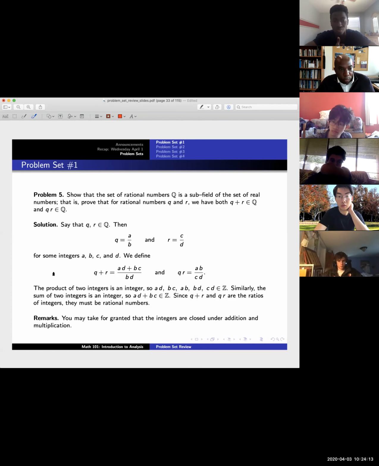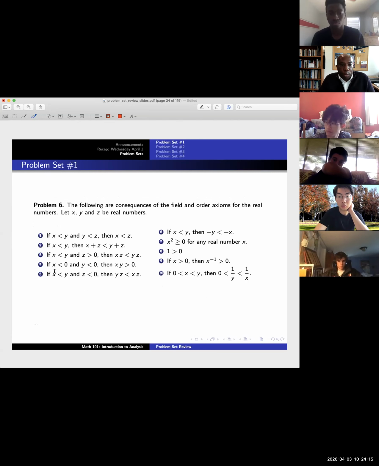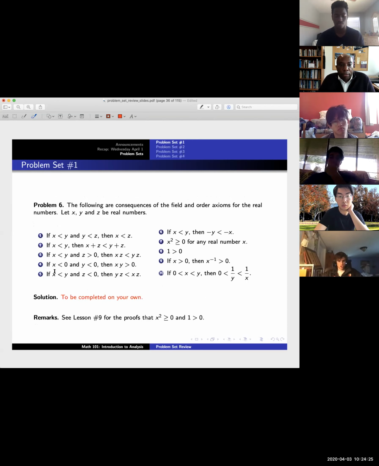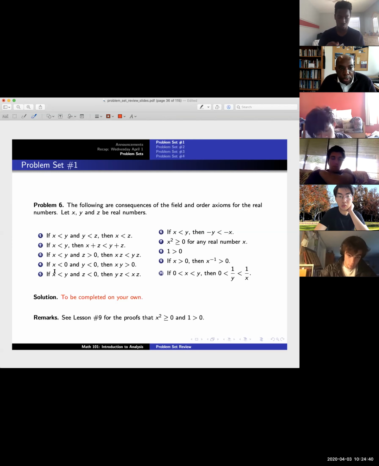Okay, let's move on here. So problem 6 is another very long one. There were 10 parts here. This also I want you to do on your own. And there are several parts where these were in the lecture notes. So for example, the statement that 1 is greater than 0, or the statement that x squared is non-negative. Those we actually did in class, and those are in the lecture notes. The rest of these you definitely will have to work through and do on your own.